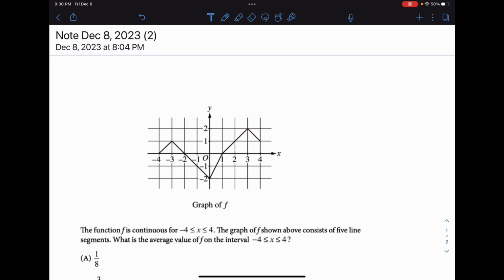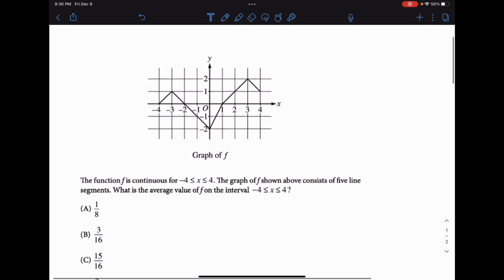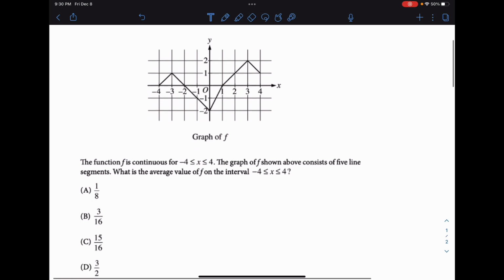So the first problem is a graphing problem regarding average value. This is pretty commonly seen, especially in AB and BC versions of AP Calculus in high school. So let's discuss this one right now.